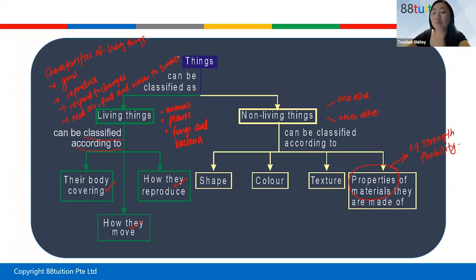And of course, non-living things will be the opposite. So non-living things do not grow, they do not reproduce, they do not respond to changes. They also do not need air, food, and water to survive. Yeah. So this flowchart basically summarizes living versus non-living things.